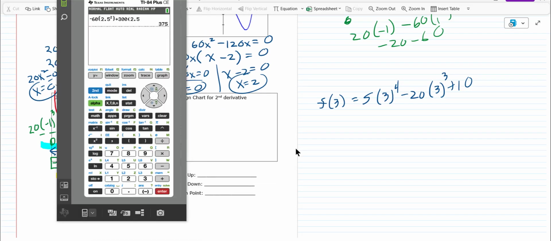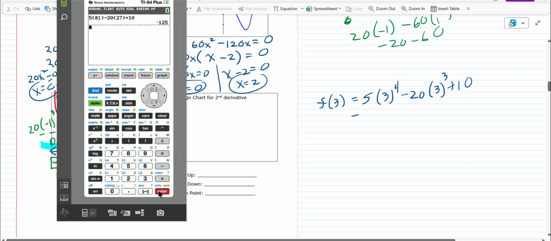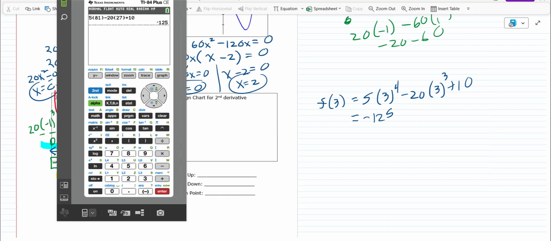But you could also graph on your calculator and just trace that out. So I'll do 5 times 3 to the 4th. I know 3 to the 4th is 81. And then minus 20 times 3 to the 3rd, which is 27. And then plus 10. And that will give the value of that minimum. So that's at negative 125 is where that occurs.